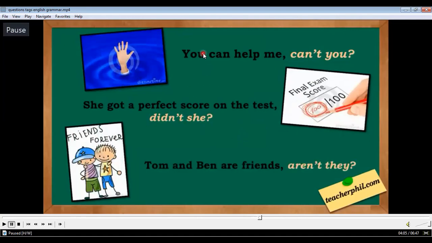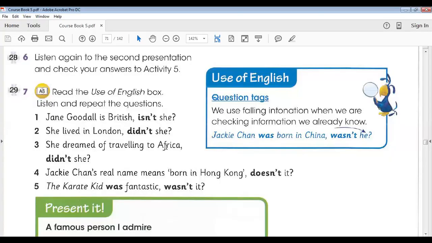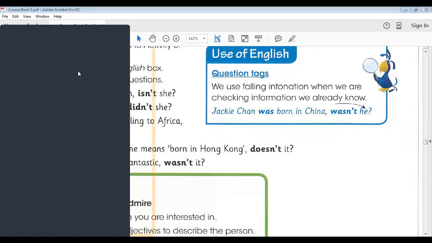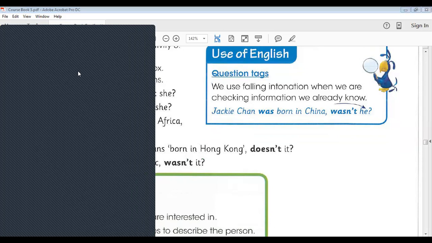So this is how we discussed the question tags, and I explained them with the help of this short tutorial. And then I asked them to read the Use of English box, listen and repeat the questions. So this is exercise 7. I'm going to include track 29 in the summary video.